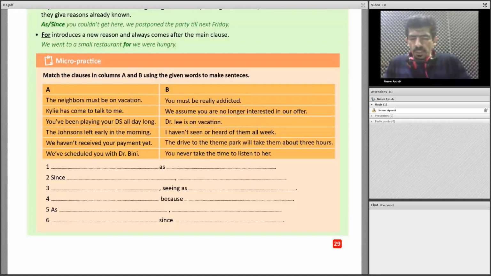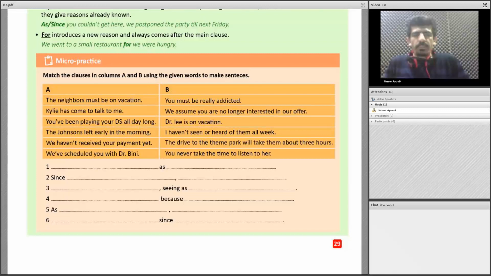Number four. In number four, we have because. The Johnsons left early in the morning because the drive to the theme park will take them about 3 hours.